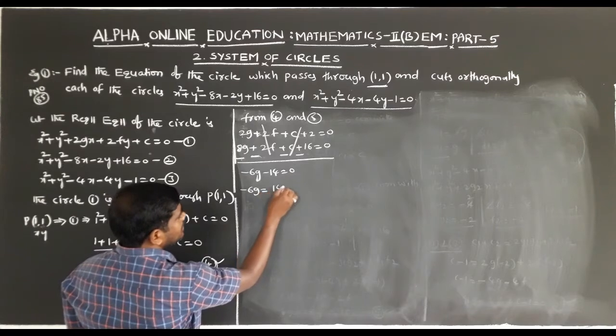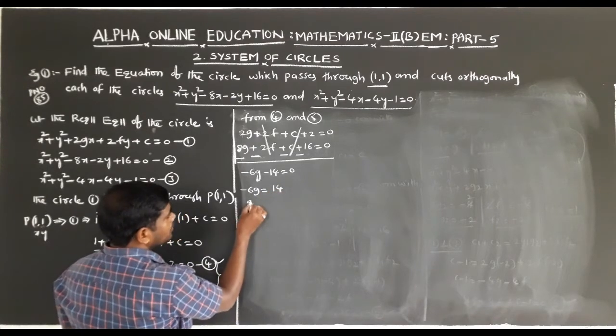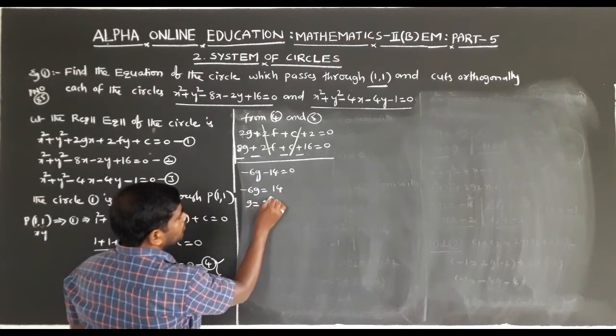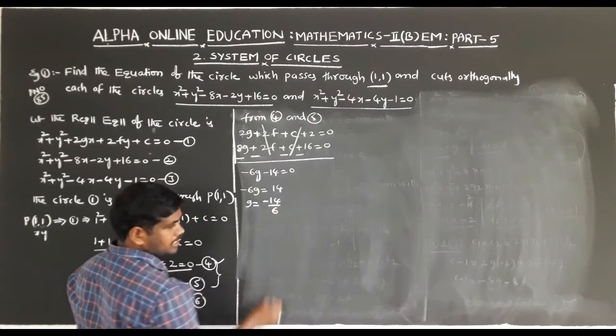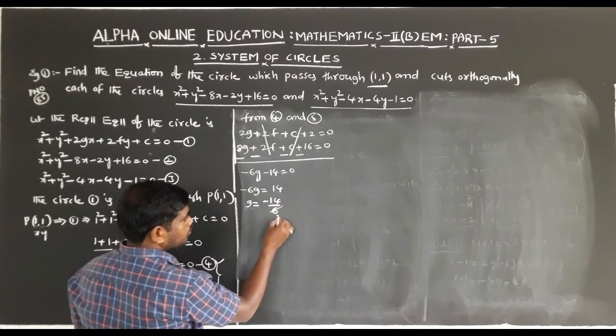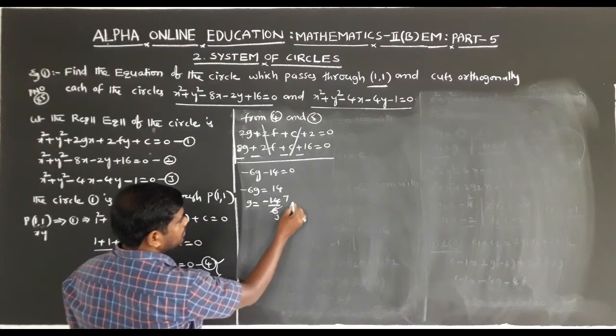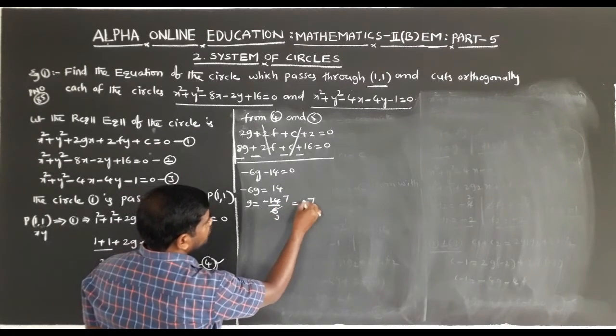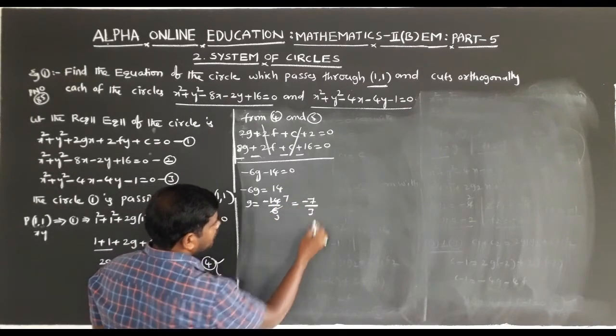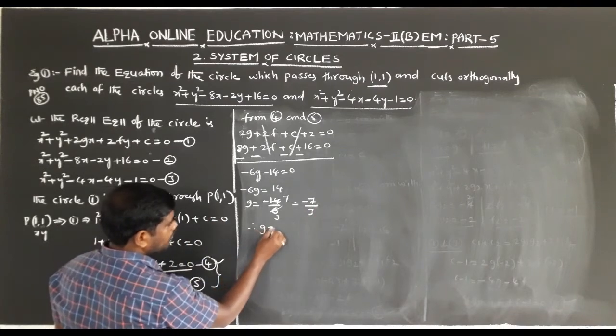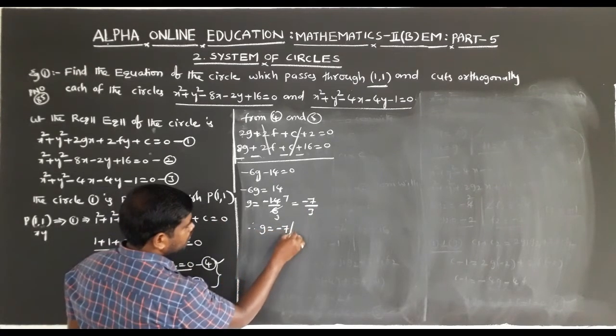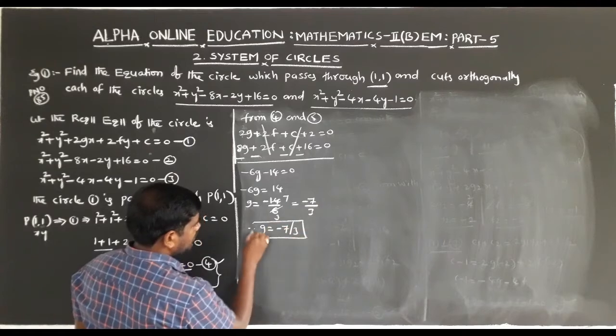Minus 6g is equal to 14. g is equal to minus 14 by 6. Cancelling by 2: 2 threes are 6, 2 sevens are 14. g is equal to minus 7 by 3. Therefore, g is equal to minus 7 by 3.